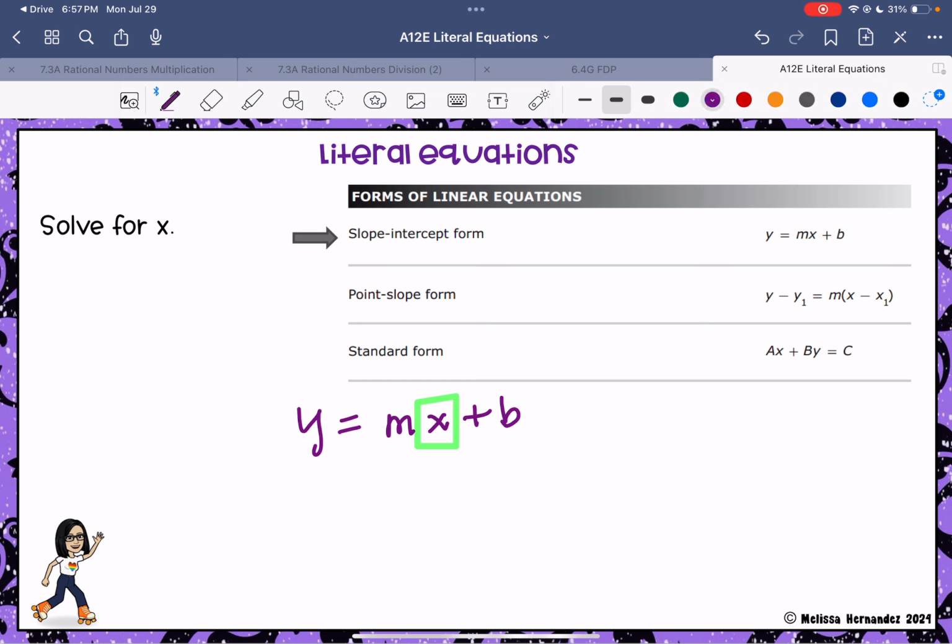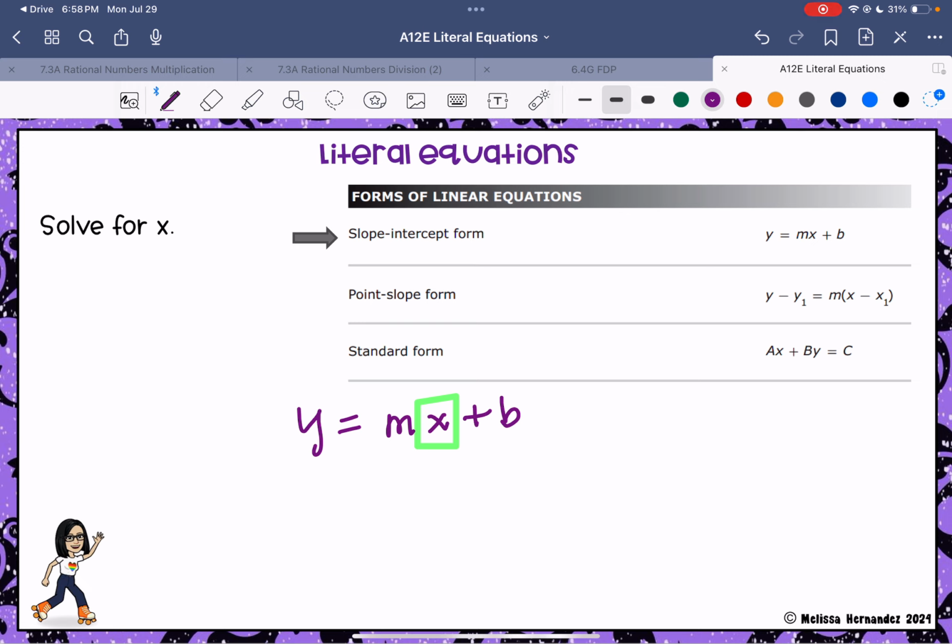Now, we're going to use inverse operations. Inverse is just the opposite. The opposite of add would be subtract, and the opposite of subtract would be add, and the same as multiply and divide. The opposite of multiply is divide, the opposite of divide is multiply.